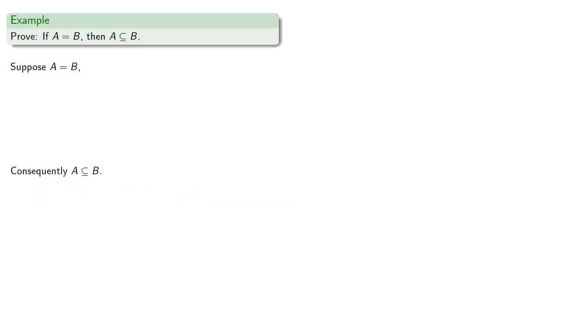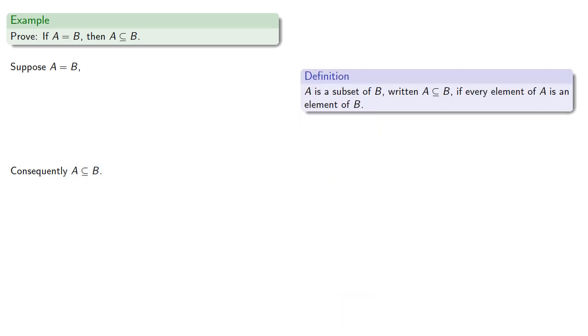So let's pull in some definitions. Now here we're talking about the subset, so we probably want to pull in the definition of subset. And let's see, A is a subset of B if every element of A is an element of B. Okay, so we want to show that every element of A is also an element of B. And so let's also suppose that we have some element of A.